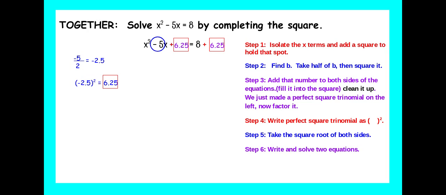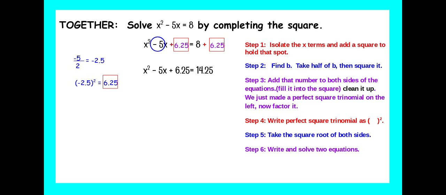So we're going to put that number, that's step 3. We're going to fill it into each side, into the square. Whatever I do to one side, I have to do to the other. Now we're going to clean it up, just make it look nicer. We'll keep the left-hand side the same, x squared minus 5x plus 6.25. But on the right-hand side, I'm going to add 8 and 6.25 and get 14.25.